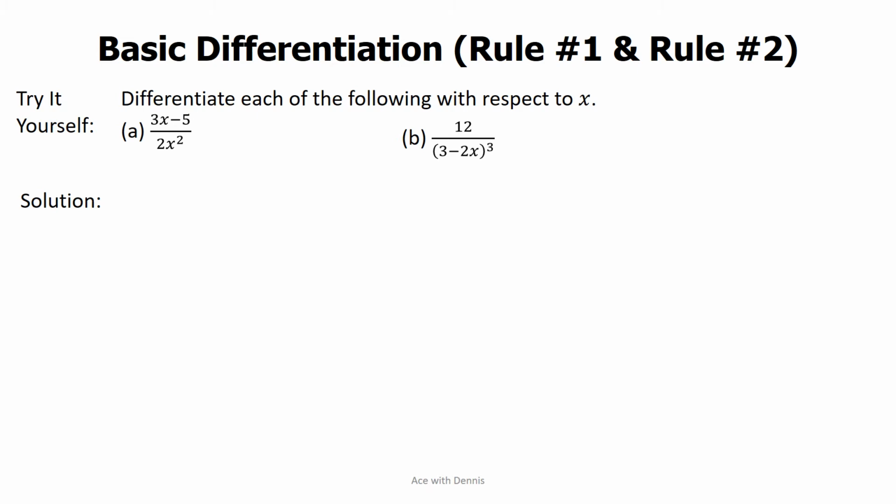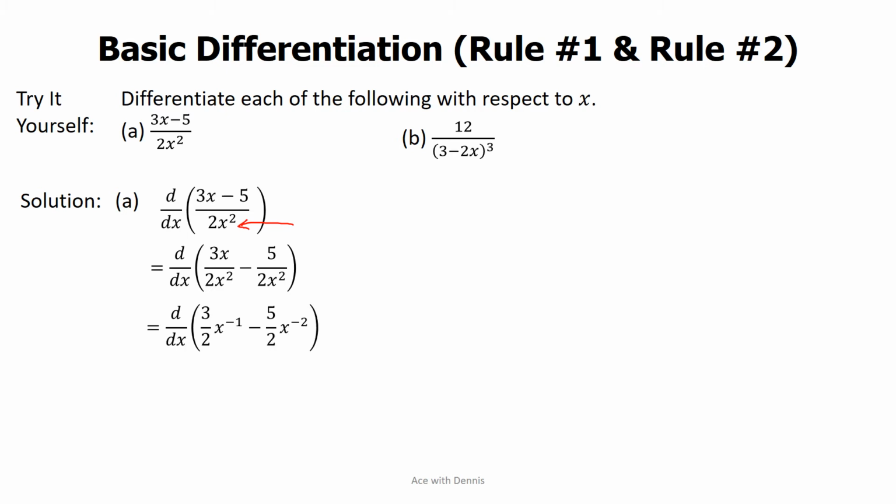Alright, so here is the solution. For A, differentiate 3x minus 5 over 2x squared in terms of x. So here is what we do. We don't have to apply the product rule because we can actually split them up into two different terms. Looking at the denominator, there's only one term, so we can split this whole fraction into two different fractions, which becomes 3x over 2x squared minus 5 over 2x squared.